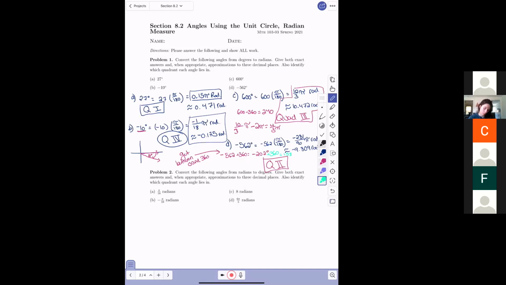Okay. Problem 2. Convert the following angles from radians to degrees. Give both exact answers. When appropriate, approximate to 3 decimal places. Also identify which quadrant each angle lies in.